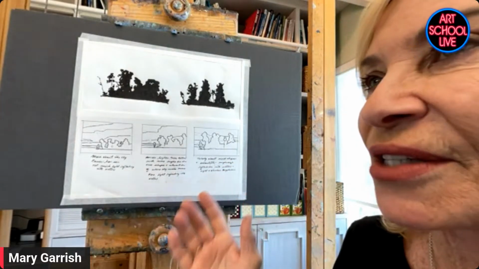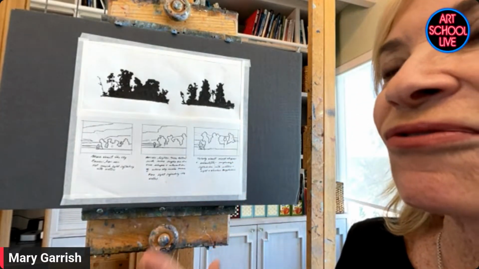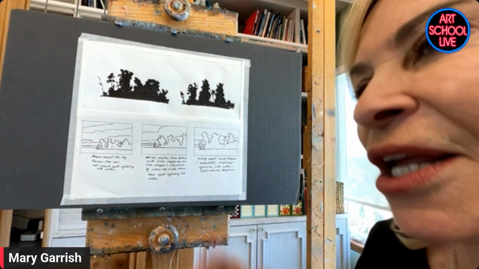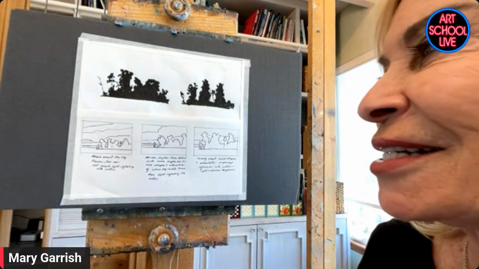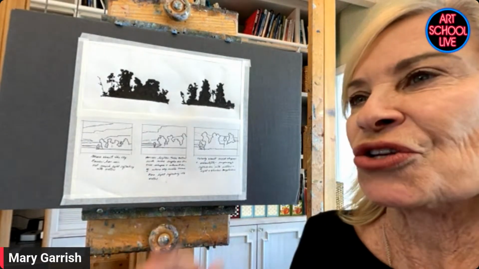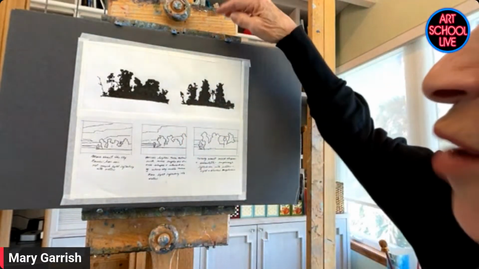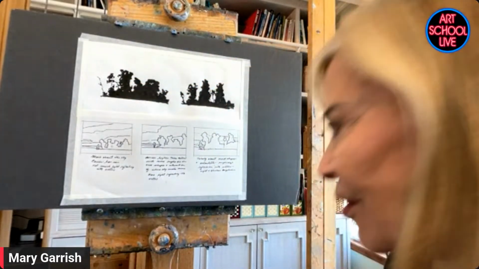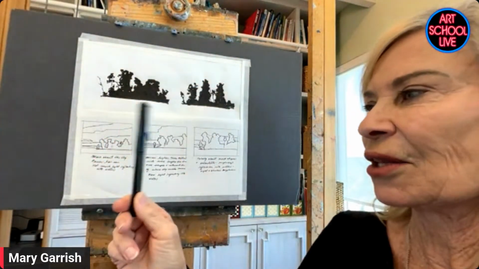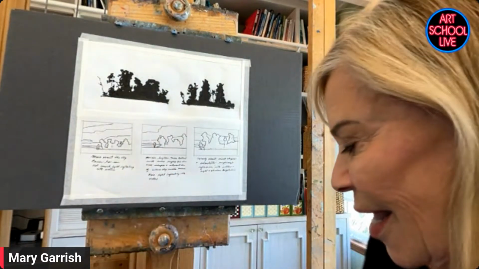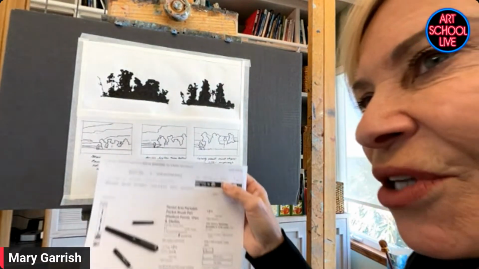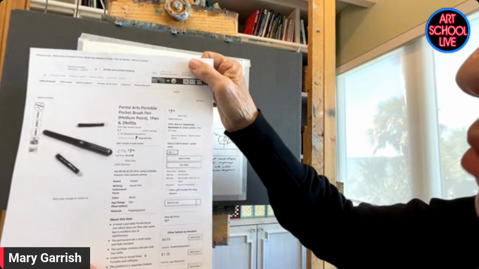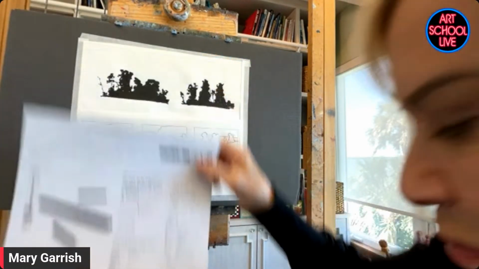You can do this wherever. If you've got 5 minutes and you're waiting to pick somebody up, if you've got your sketch pad, you can do this. If you're sitting on a plane, you can do this. Now at the top here, this is like a Notan. And there's this wonderful little pen that I loved. It's a Pentel pen, and you can get it on Amazon. If you can see this here, it's the Pentel Arts Portable Pocket Brush Pen.